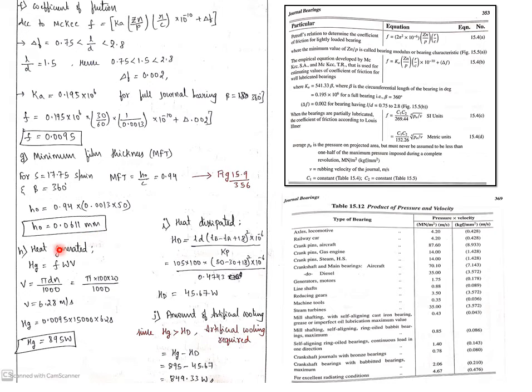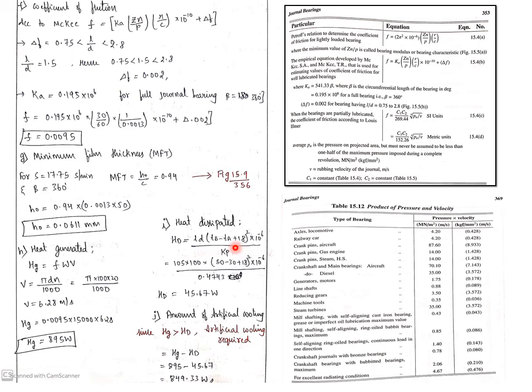The next step is to calculate heat generated, that is Hg equals FWV. This you will get from the data handbook. Now we need to find the value of V, that is pi dn by 1000. V is equal to 6.28 meter per second. Now substitute back in this Hg, F, W and V, you will get the value of heat generated, that is 895 watts.